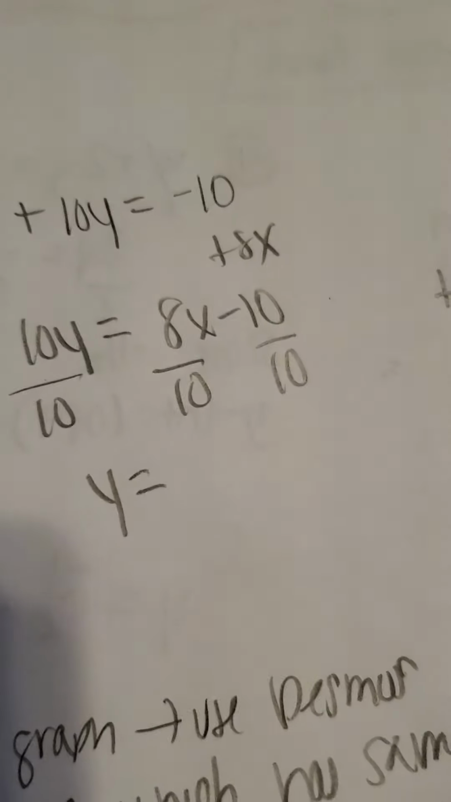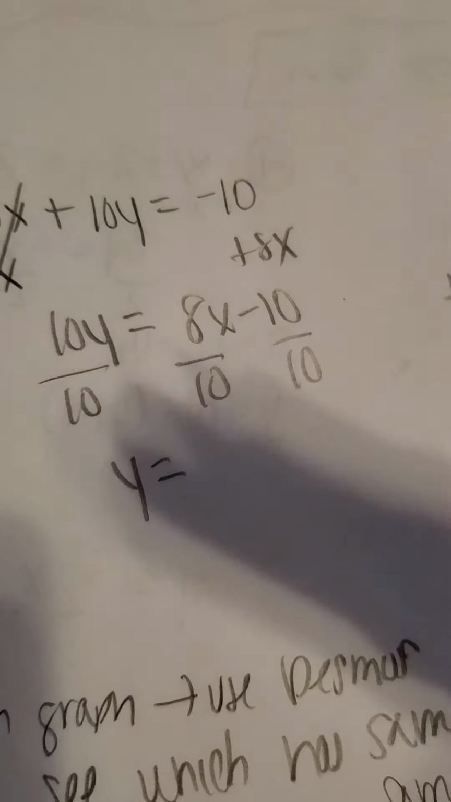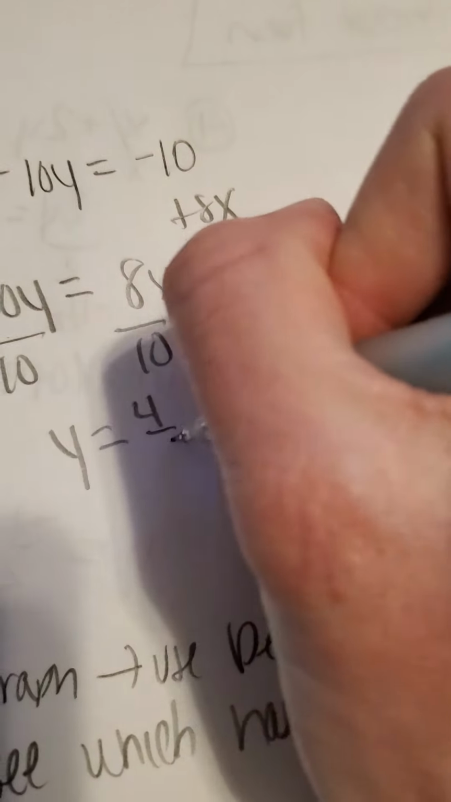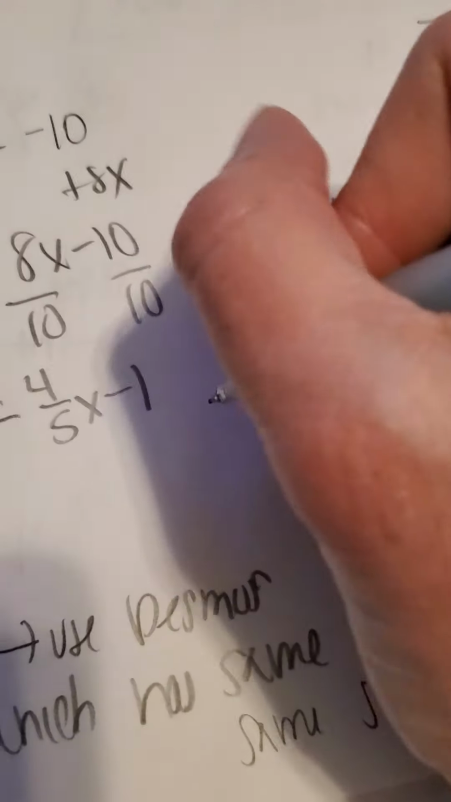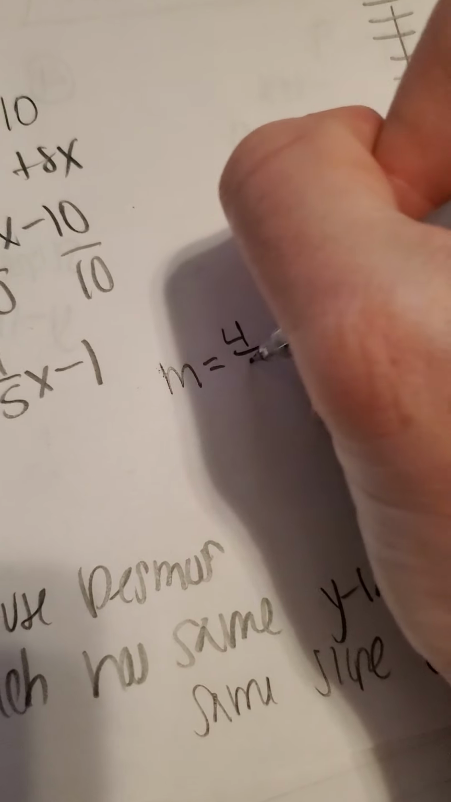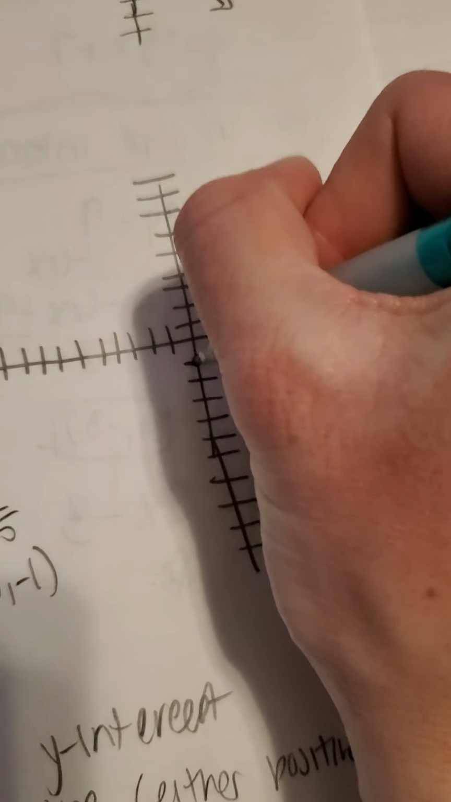That's going to say y equals, well, 8 over 10. 2 goes in both of those. Go into Desmos, type it in. It's going to give you the fraction of 4 over 5x minus 1. And then again, my slope, or my m, is 4/5, and my b is that value of 0, -1.